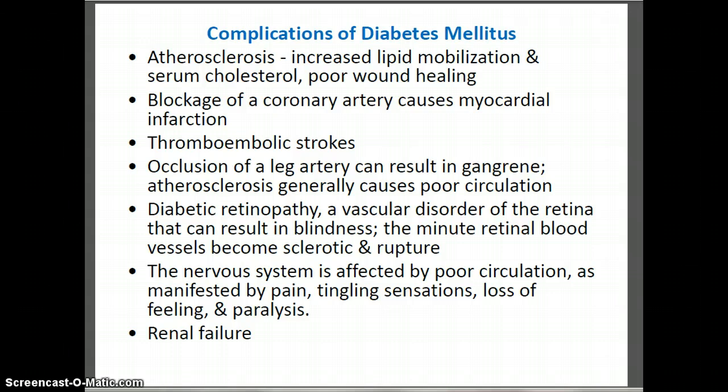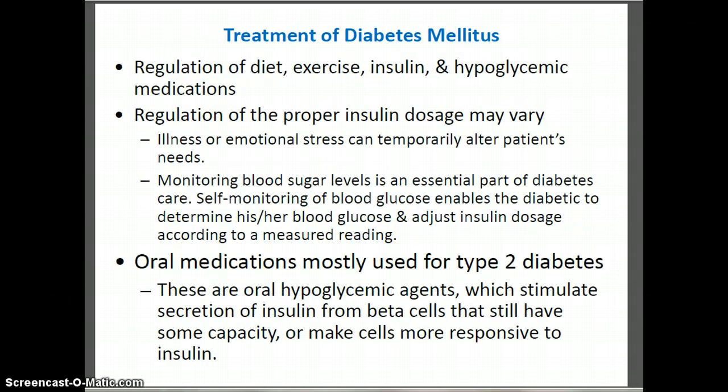And renal failure because of the stress of all of the filtration and the excess load from glucose being in the bloodstream rather than being taken up by cells. Treatment: regulation of diet, exercise, insulin. Regulation of the proper insulin dosage is a very personalized issue for people who are on insulin. Oral medications are used for type 2 diabetics. They do not work for type 1 who cannot produce insulin.